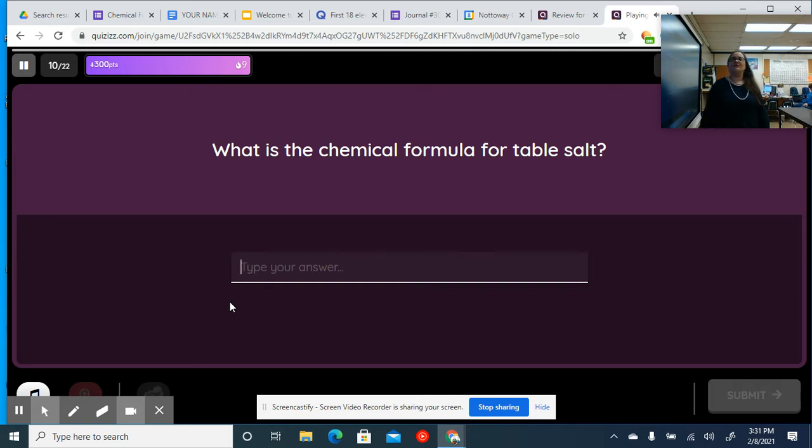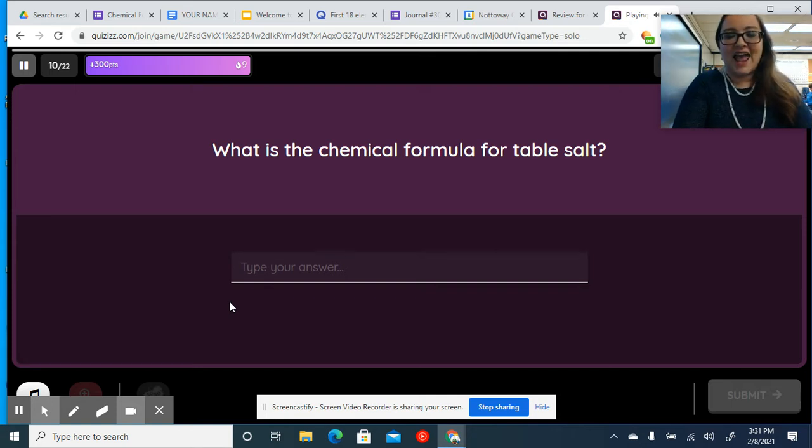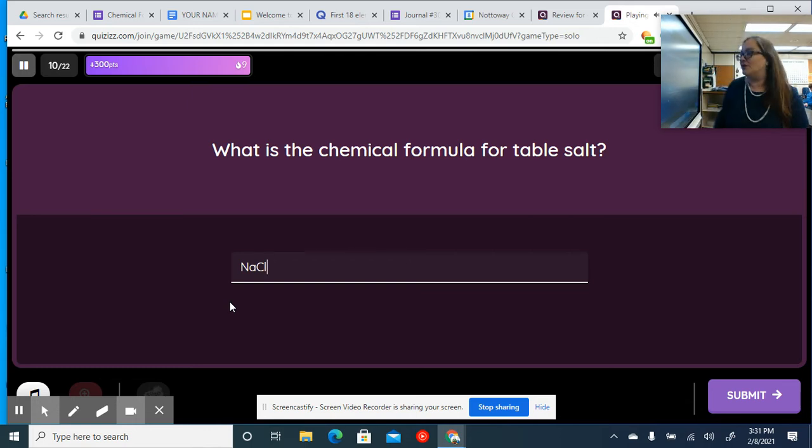What is the chemical formula for table salt? It's NaCl, sodium chloride.